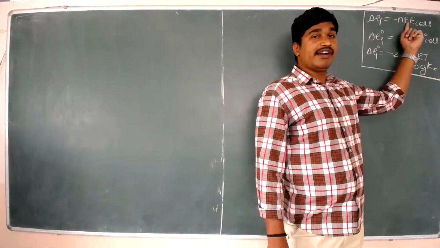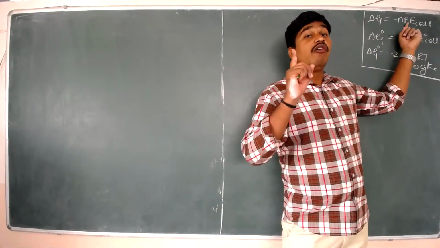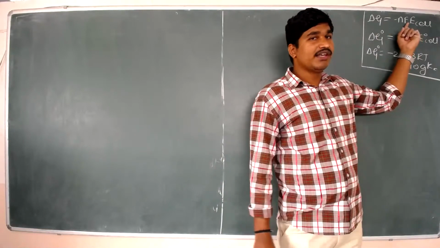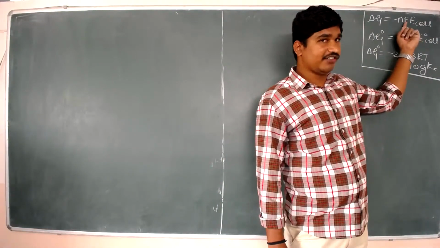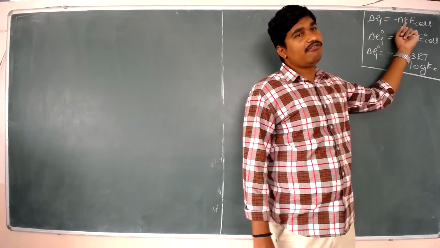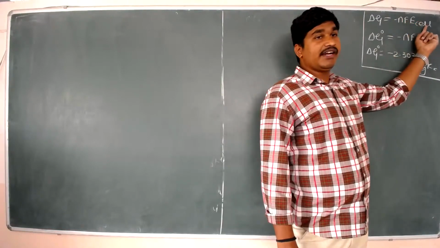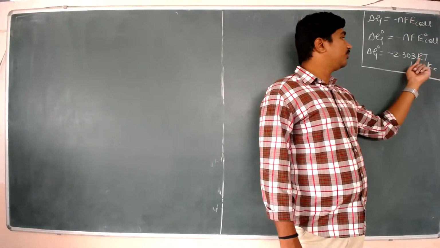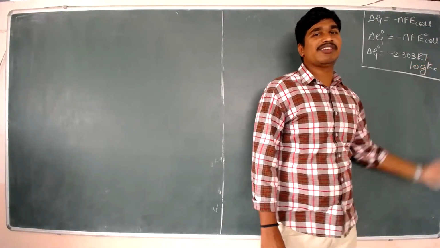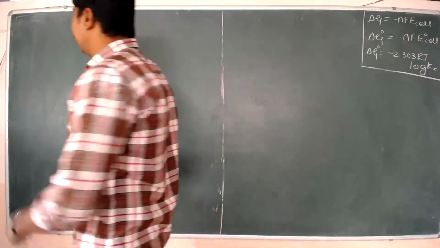F means what? Faraday's constant, or it is the charge of 1 mole of electrons. 1 mole means the charge of 6.02 into 10 to the power 23 electrons. That is Faraday's constant, which is 96,500. Right? E cell means electrode potential. Now here Kc means equilibrium constant, R means universal gas constant, T means temperature in Kelvin. Right? We will solve numericals.